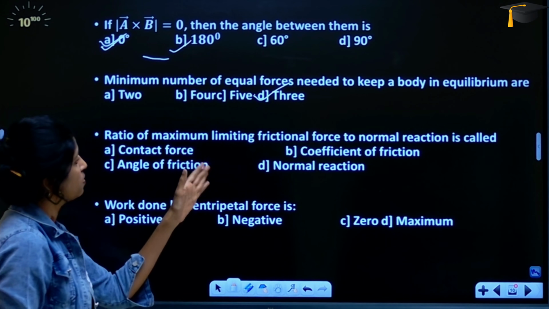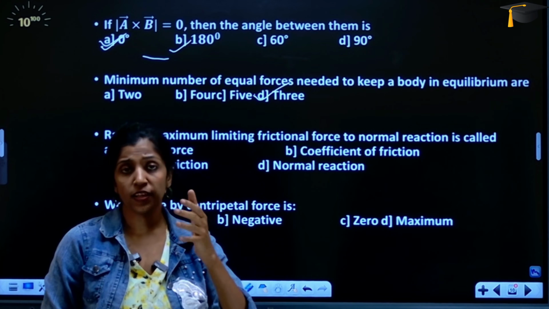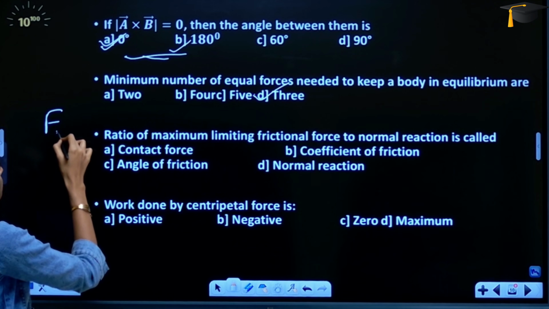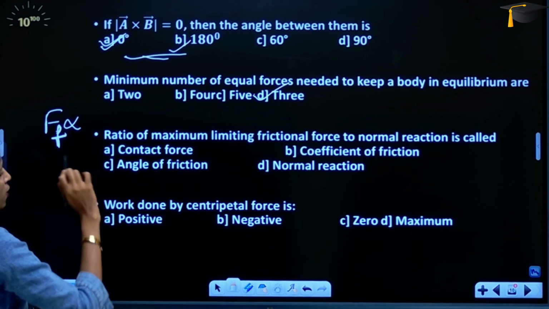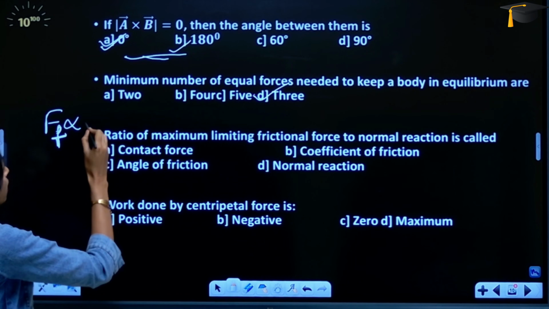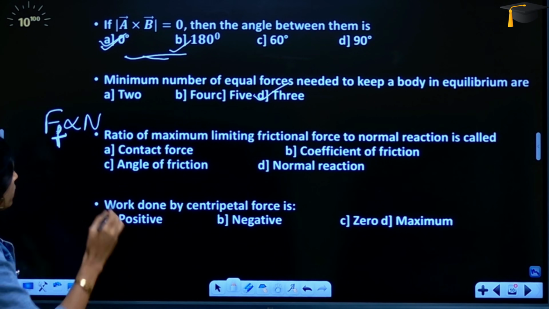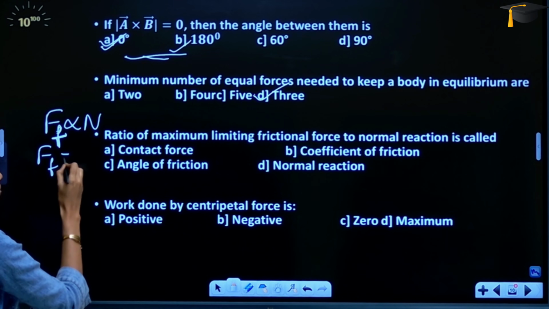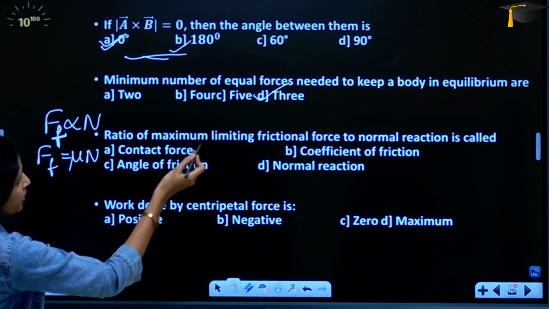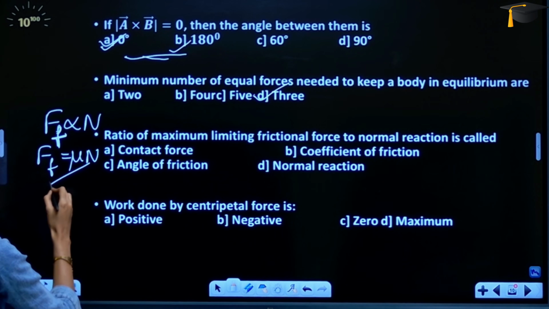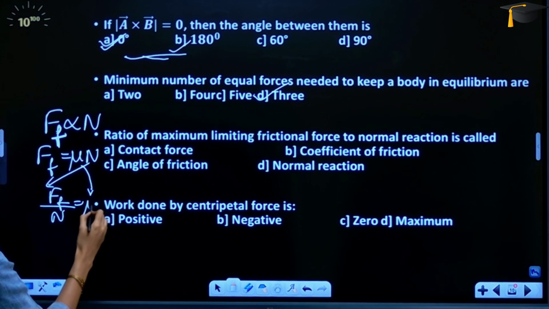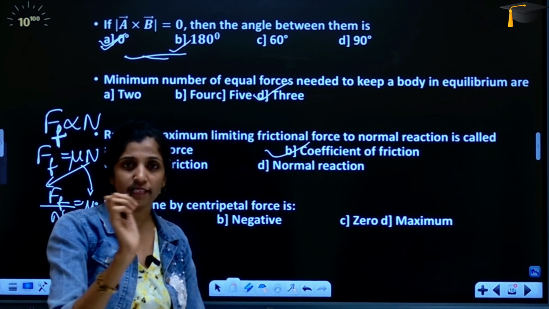Next, the ratio of maximum limiting frictional force to normal reaction. So for that, let us remember the frictional force formula. The frictional force is always directly proportional to the normal reaction force. So this proportionality will be replaced by a constant called mu. Mu is nothing but what? Coefficient of friction. So they're asking you here, what is the ratio of frictional force to normal reaction? Therefore, frictional force to normal reaction gives what, students? Of course, it is the coefficient of friction. So option B is the correct answer.